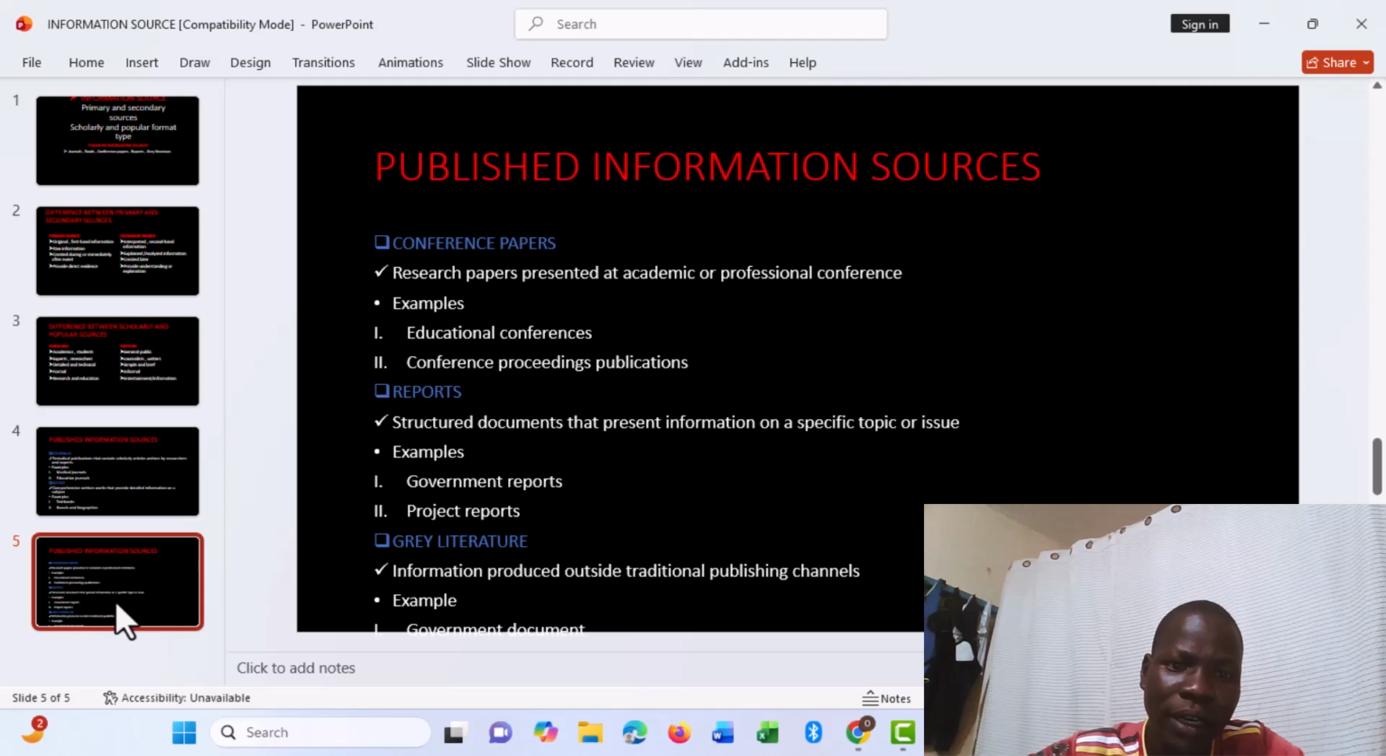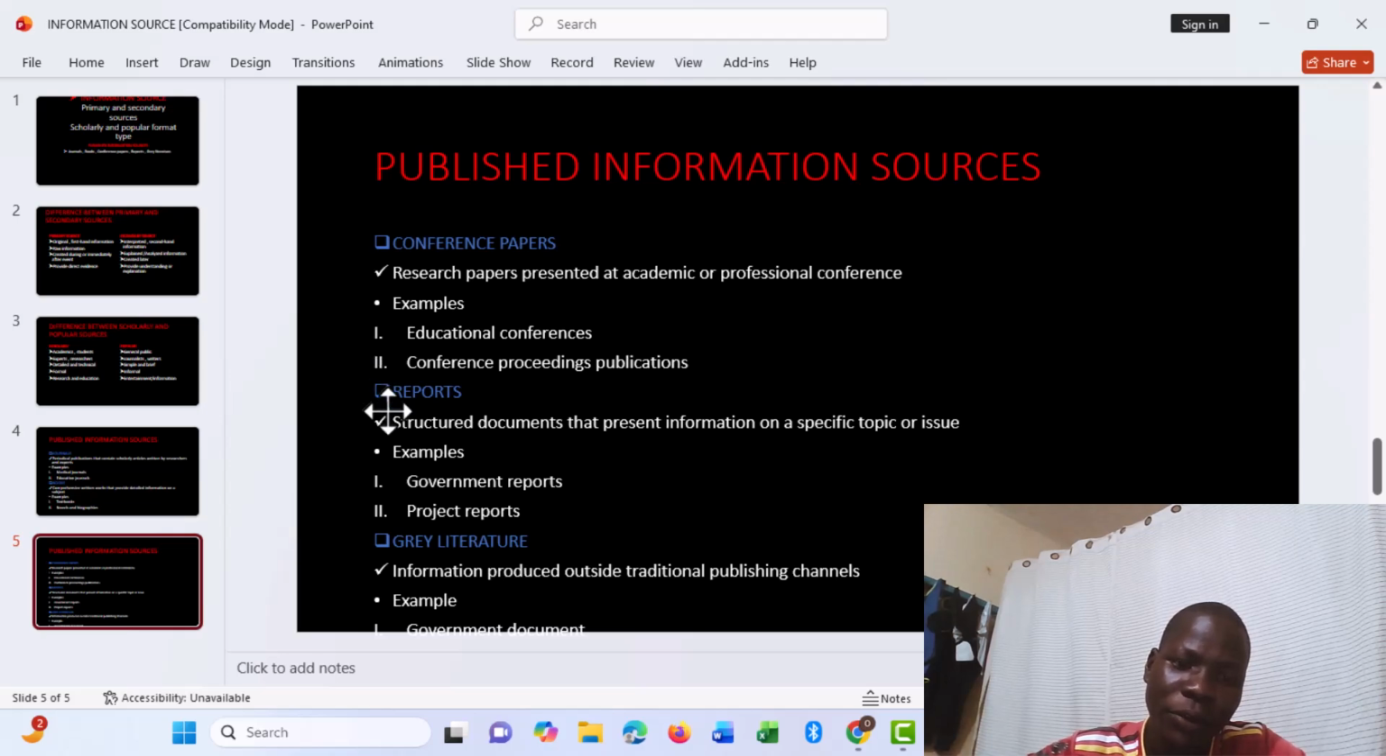For example, we can see an educational conference. Secondly are conference proceedings publications. Another one is the report. These are structured documents that present information on a specific topic or issue. For example, it can be a government report. It can also be a project report.